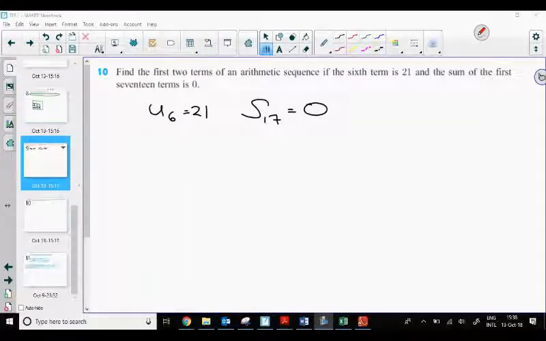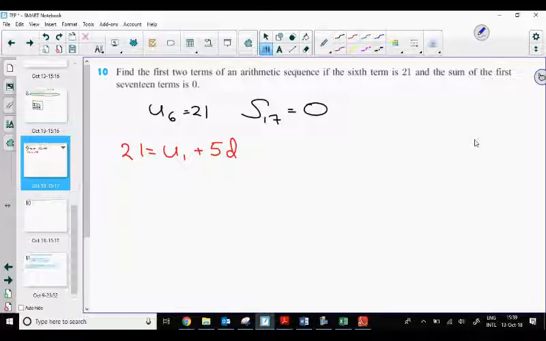All right, this one looks a little bit more complicated. I know the 6th term is 21, and I know that the sum of the first 17 terms is 0. So here's how we might approach this. Since I know that u sub 6 is 21, that means 21 is equal to the first term plus 5d. That 5 is my n minus 1, but n in this case is 6. From there, it's not obvious what to do, so let's jump over to this other equation.